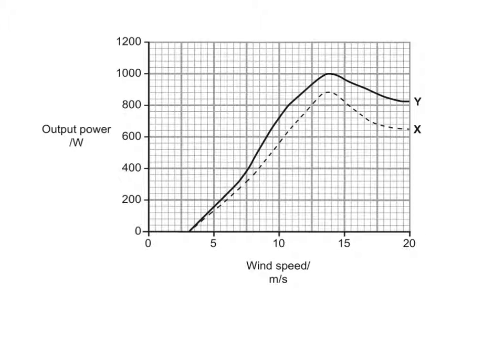Back to our wind turbines. If we were asked to work out the speed of the wind when it first starts to produce power, we would be looking for this value. So how do we read this scale? It clearly doesn't go 0, 1, 2, 3, 4, 5, because 5 is over here.